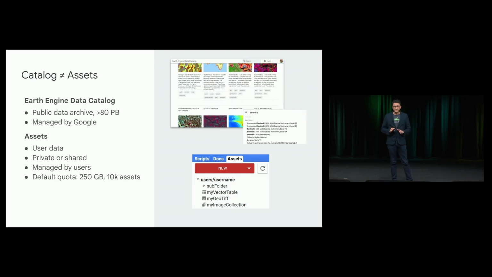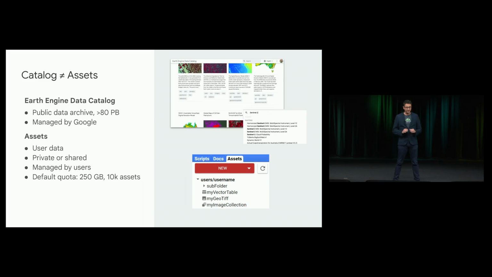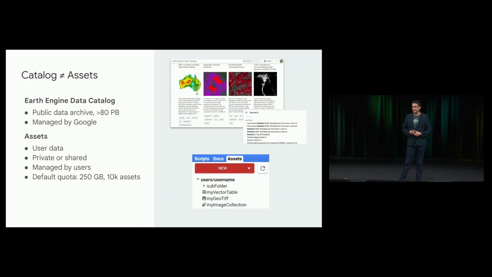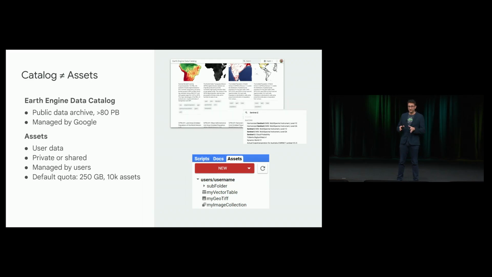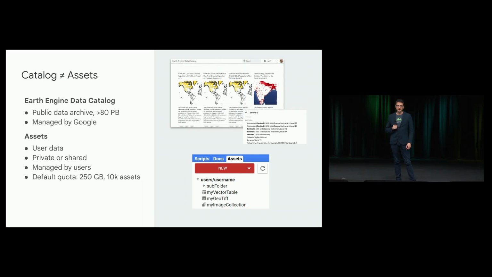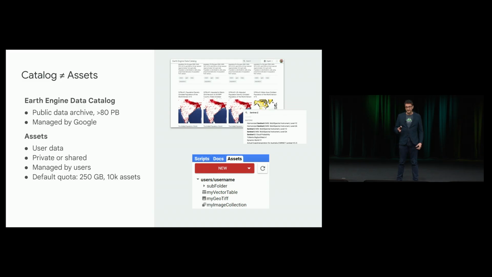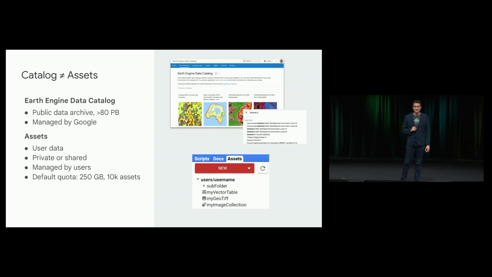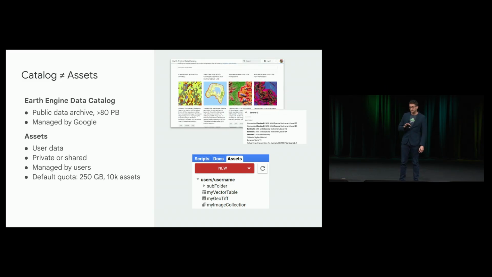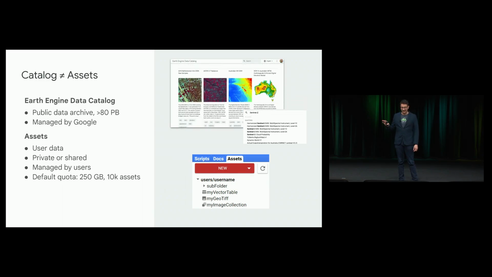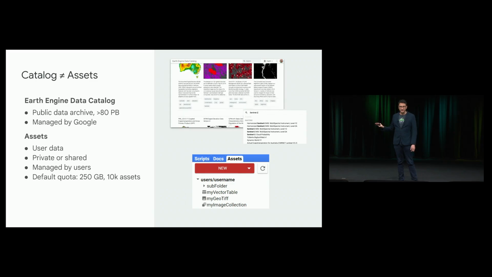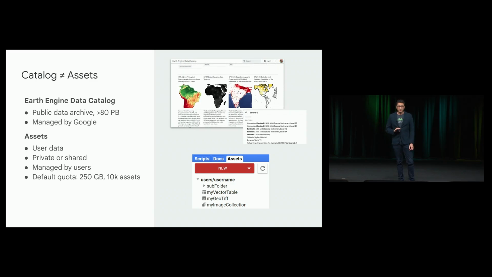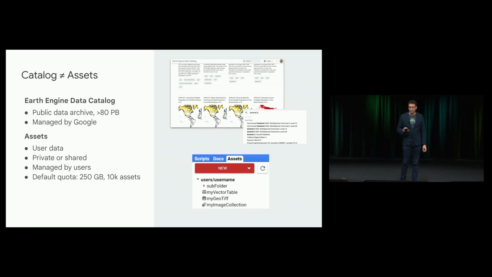For many of you, this may be review. If you're familiar with Earth Engine already, you'll know that there is a data catalog, which is Google Earth Engine's public data archive, which contains over 80 petabytes of publicly accessible information through Earth Engine. That catalog is managed by Google. That is the data catalog. So today we're primarily not talking about getting data into the Earth Engine catalog. We'll be talking more about what you can do with your own assets.